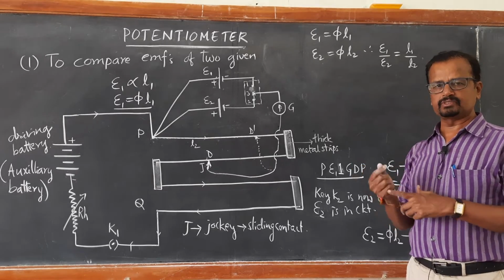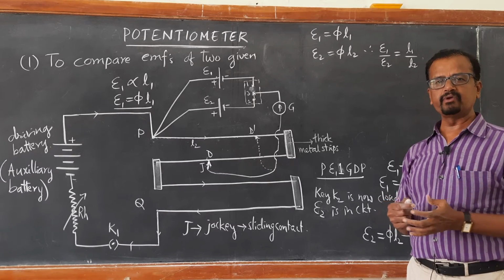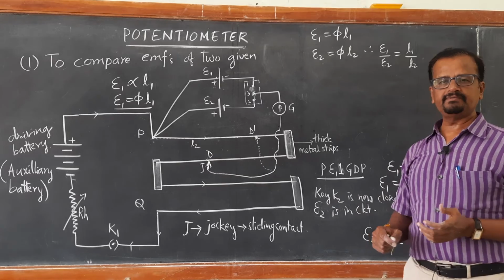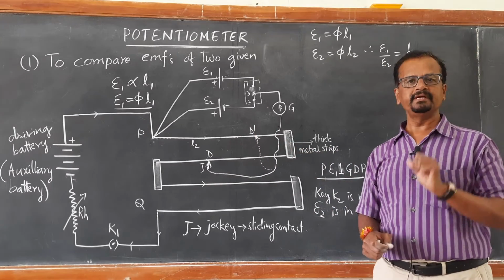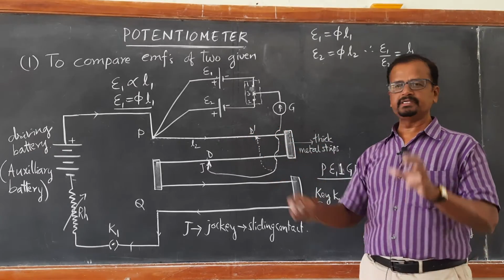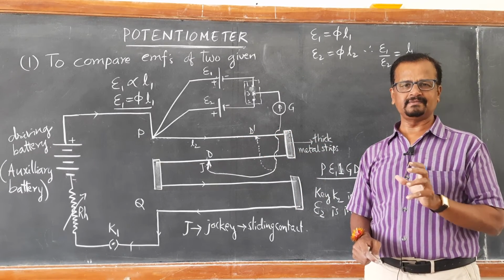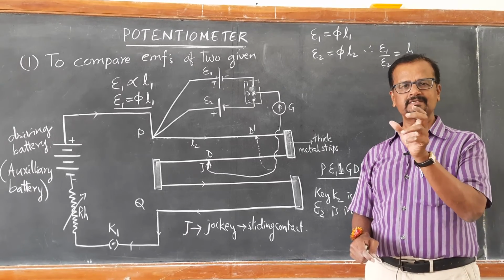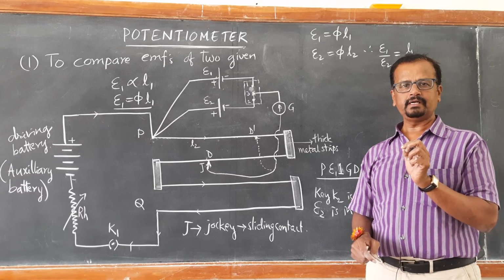Now out of these two cells, if there is one standard cell whose EMF is already known, suppose we know the EMF of E2. Let us say E2 is a dry cell. We know the EMF of a dry cell. It is 1.5 volts. Dry cell means the cell which is used in our torch, right?